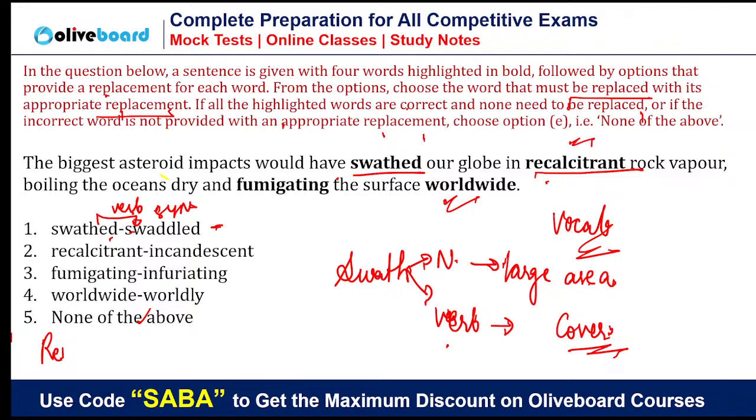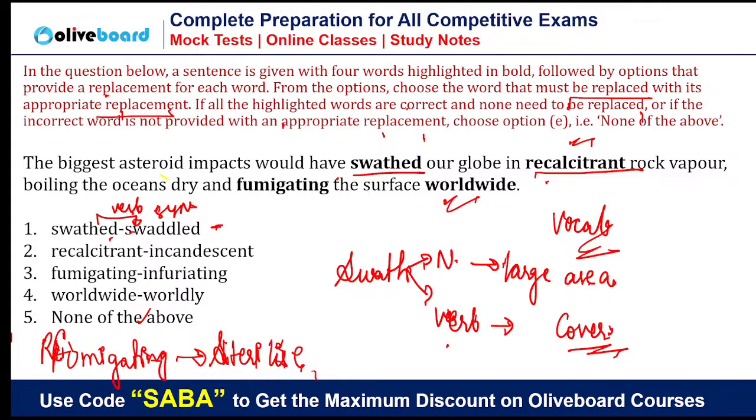Okay, then what else would we have? Fumigating. Fumigating means fuming, fumigating, basically filled with fumes, and fumes we use to purify everything. You can say sterilize.